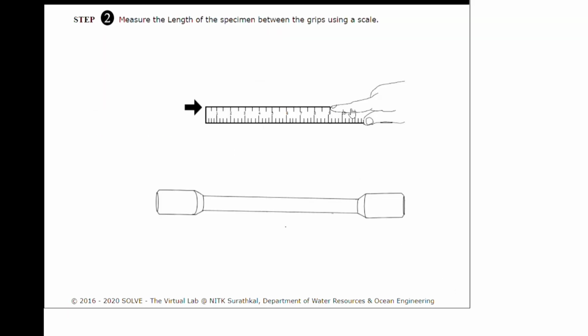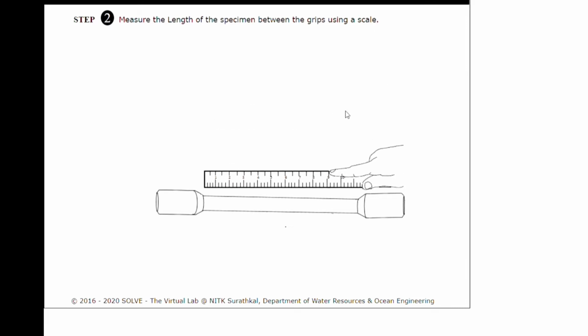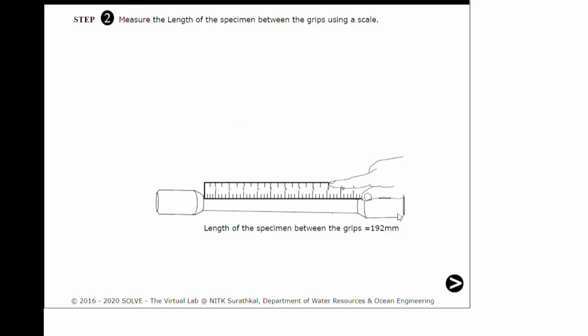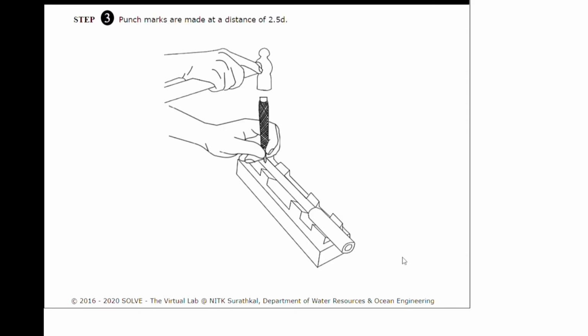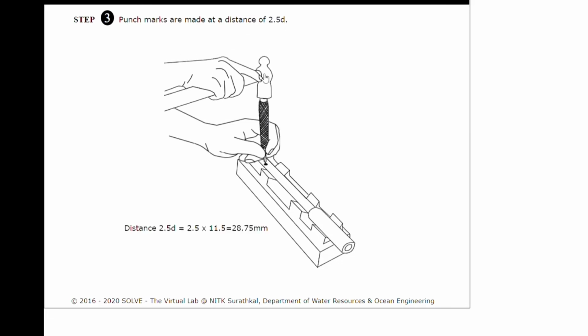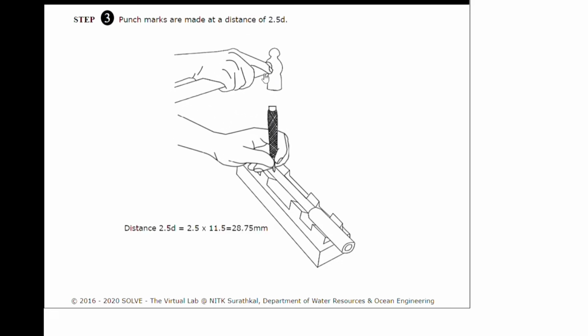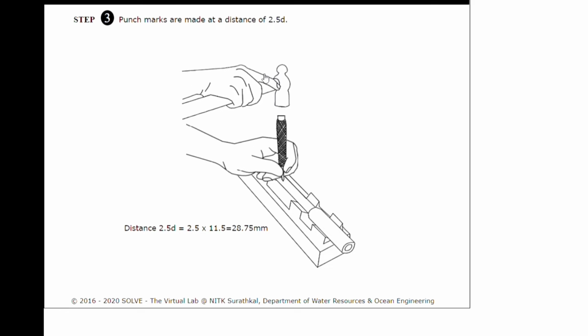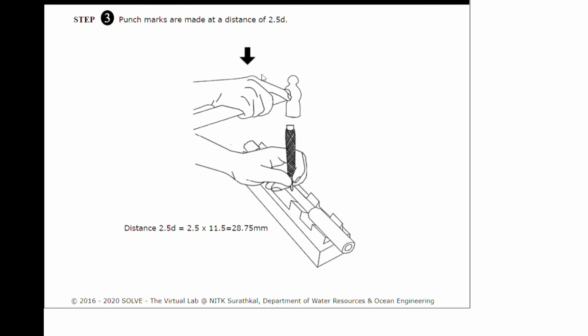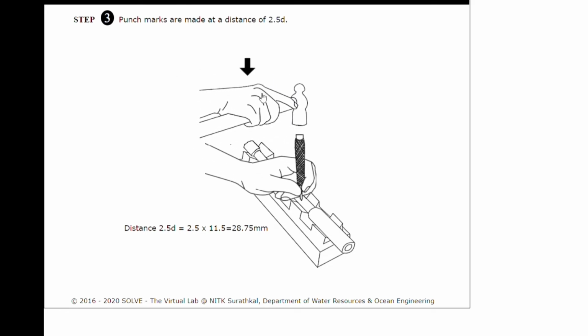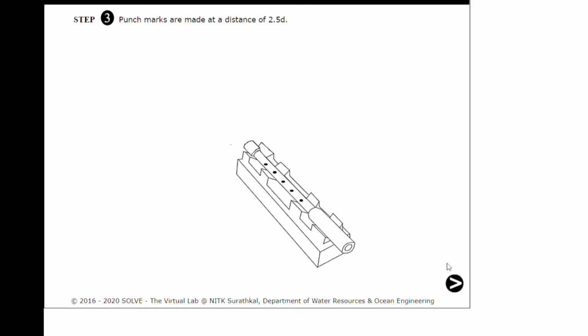Step 2. Measure the length of the specimen between the grips using a scale. The length of the specimen between the grips is 192 mm. Step 3, punch marks are made at a distance of 2.5 diameter. The distance 2.5 diameter is 2.5 times 11.5, which is equal to 28.75 mm.